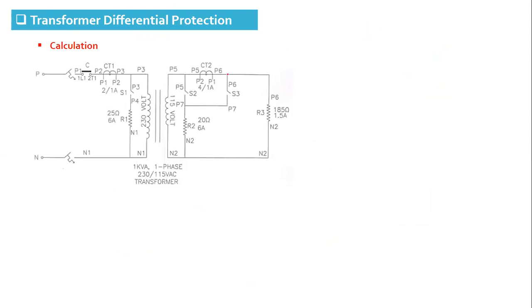Now if we see the calculation, it is a 230 volt single phase supply here. The transformer is 230 by 115, so the secondary side is 115 volt, connected with a 185 ohm load. So the normal load current you can see here is 115 by 185. How much is the current?